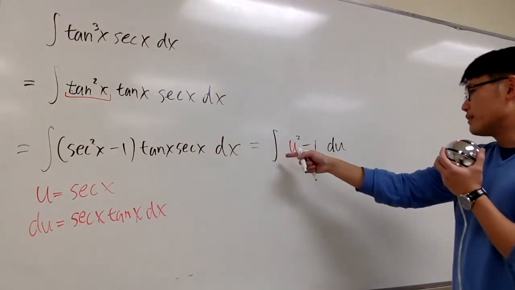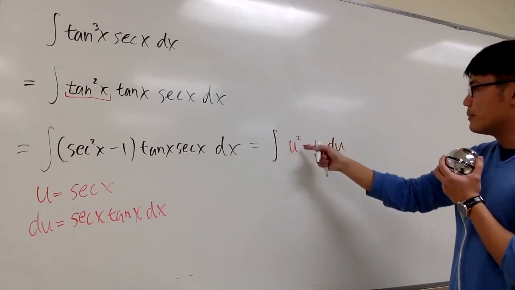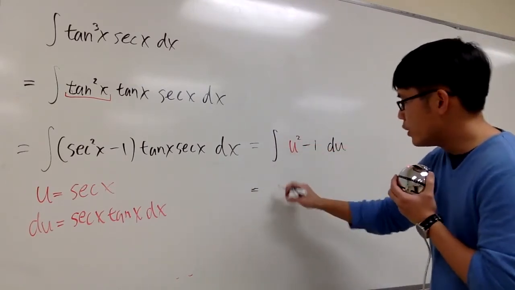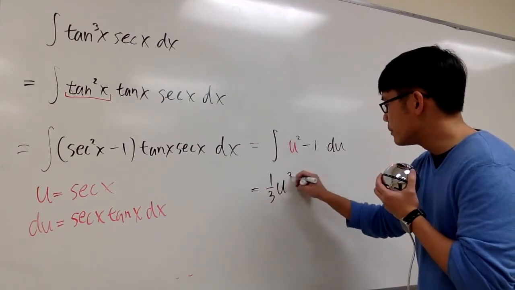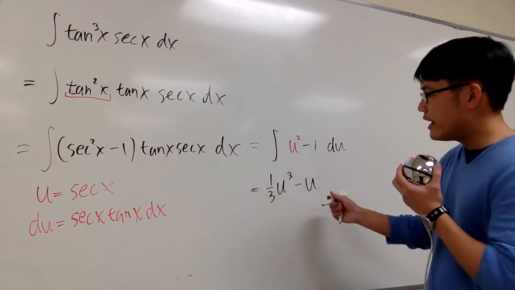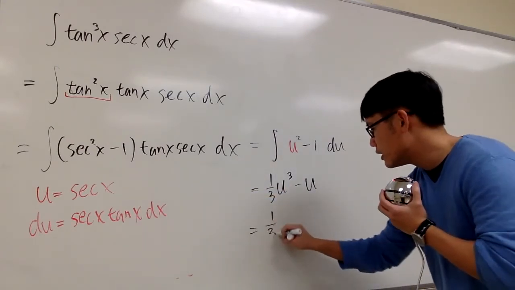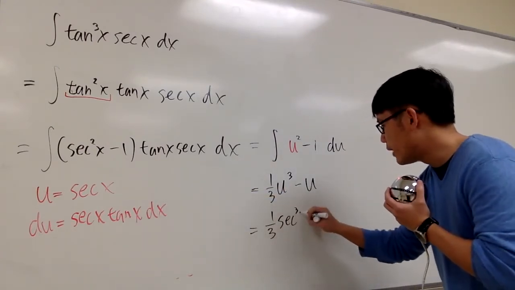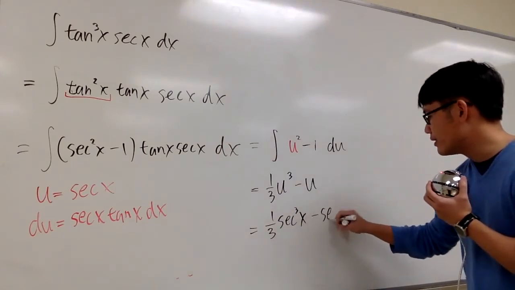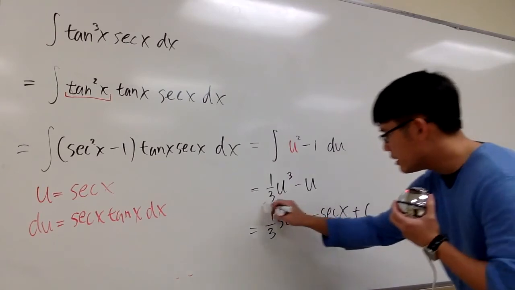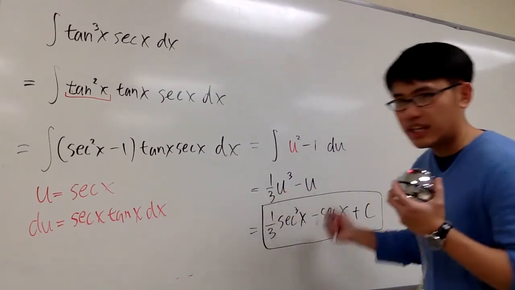And the question becomes, what's the integral of u to the second power minus 1 in the u world? We can totally do that, right? This will be 1/3 u to the third power minus u, and then u is what? u is secant. So we have 1/3 secant to the third power x minus another secant x. And that's it. We are done. Plus C, box the answer, and get ready for the next one.